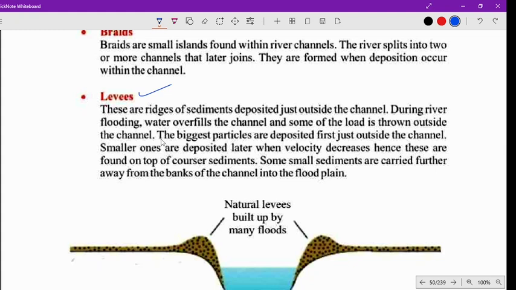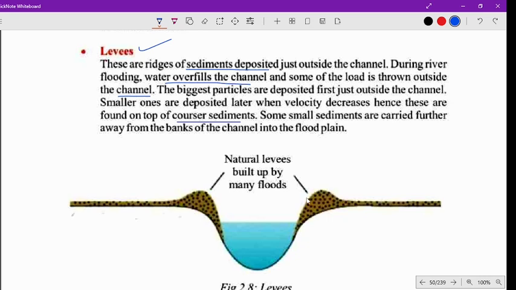Levee. These are ridges of sediment deposited just outside the channel. When the river is flooding, water will overfill the channel and some of the load is thrown outside the channel. The biggest particles are deposited first, just outside the channel. Smaller ones are deposited later when velocity decreases. Hence, these are found on top of coarser sediment. Some small sediment is carried further away from the bank into the flat plain. So here is what we are talking about, levees. These are the natural levees caused by deposition of sediment.